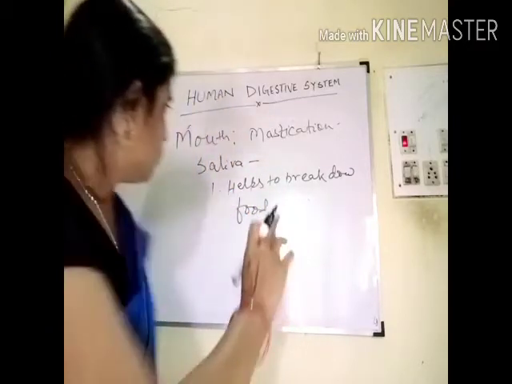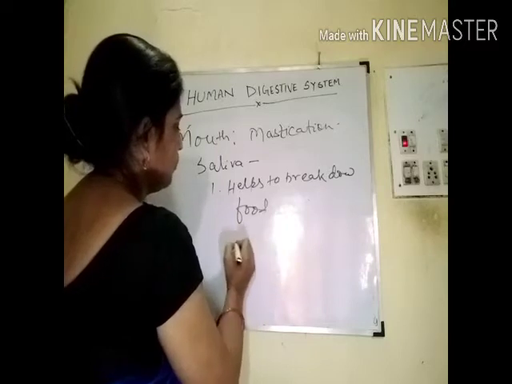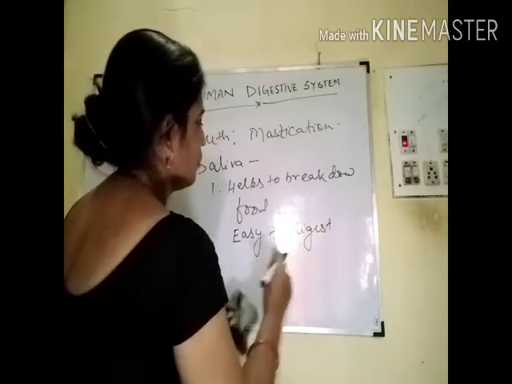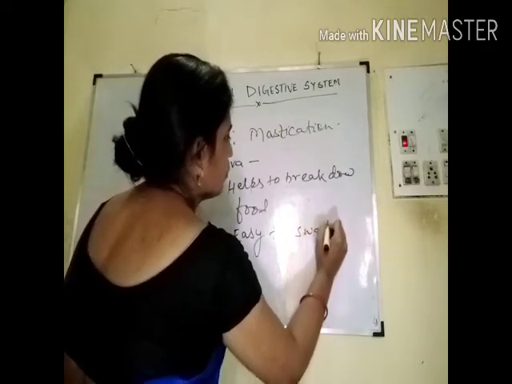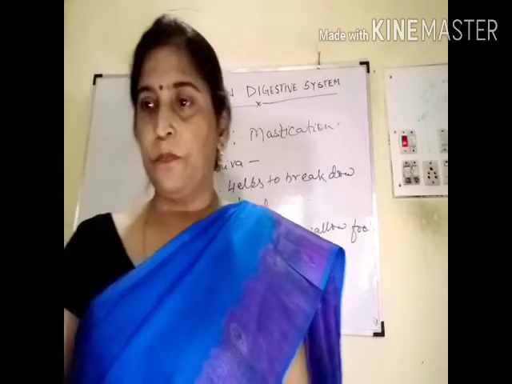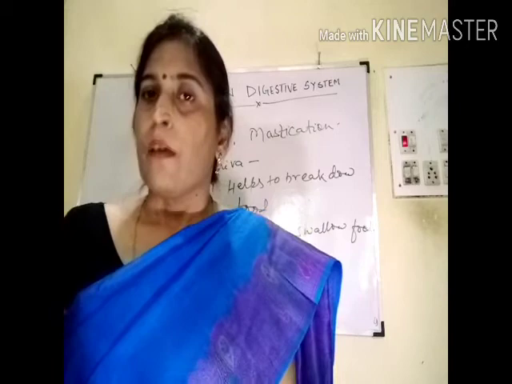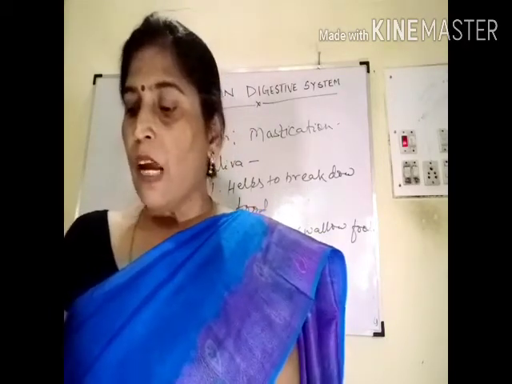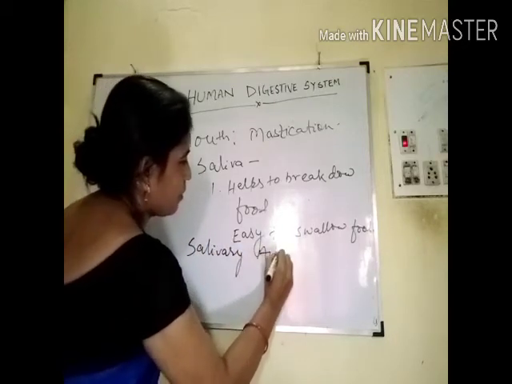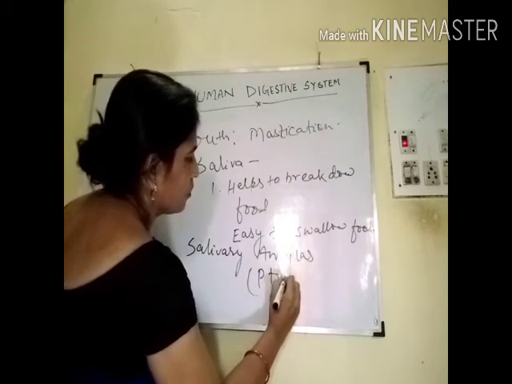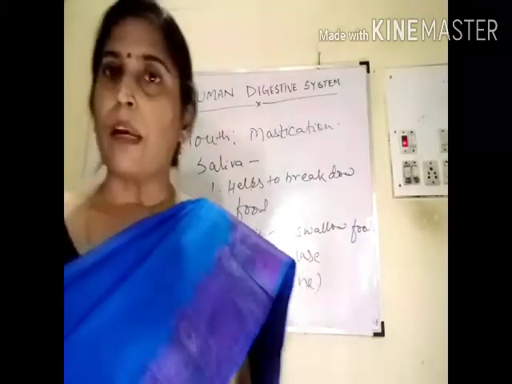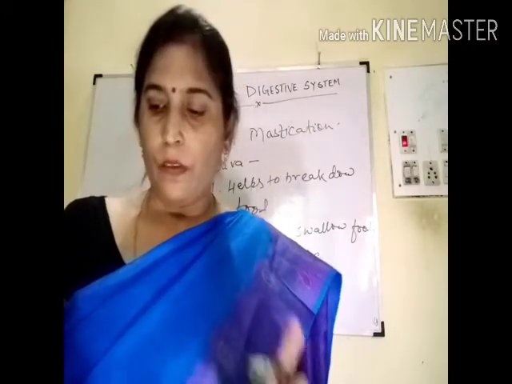So saliva helps to break our food and makes it easy to swallow. Now this saliva contains an enzyme that converts the starch into sugar. That is called salivary amylase. Salivary amylase, or ptyalin, converts the starch into simple sugar that is easy to digest.